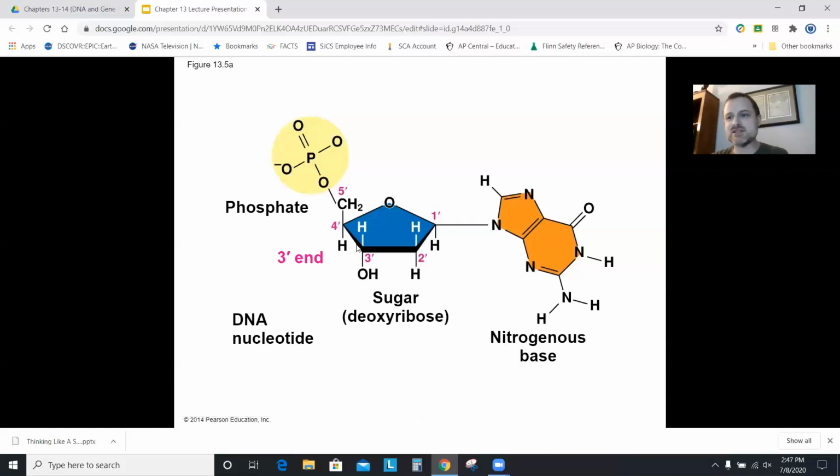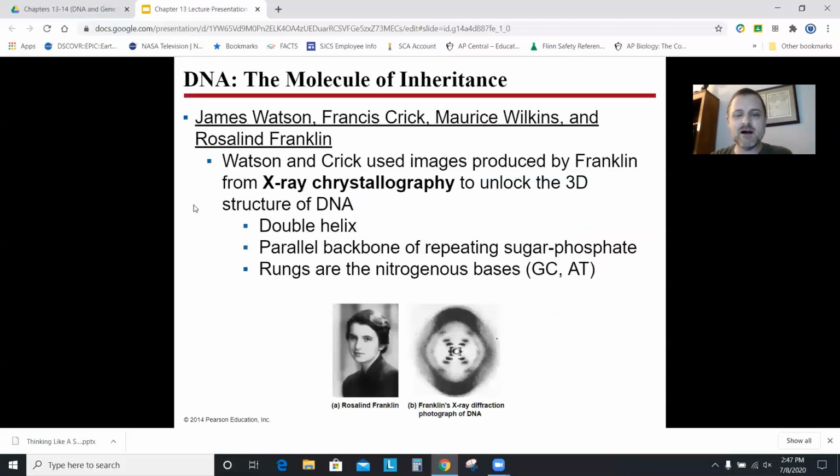We did this in chapter 3. Notice the carbons are labeled 1', 2', 3', 4', 5'. Okay, so let's get to the story. This gets to the interesting stuff. So James Watson, Francis Crick, Maurice Wilkins, and Rosalind Franklin.